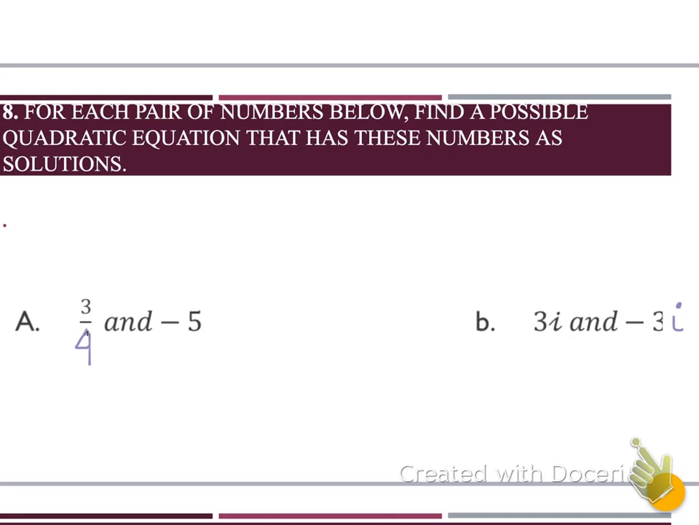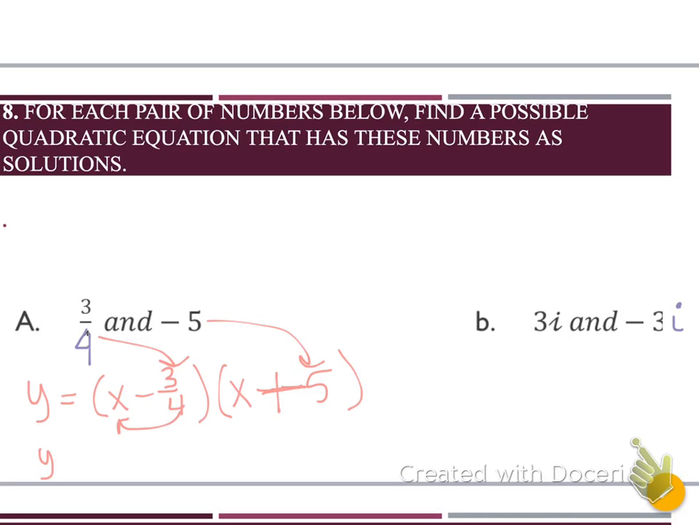Okay, for each pair of numbers below, find a possible quadratic equation that has these numbers as solutions. Okay, so we're first going to write them with their minus signs. So I plop them in, there's always a minus sign in front. I want to change this minus sign to plus because two negatives make a positive, and then I don't like fractions. So before, when we were factoring, we would bring our bottom forward. So I now have y equals 4x minus 3 times x plus 5.